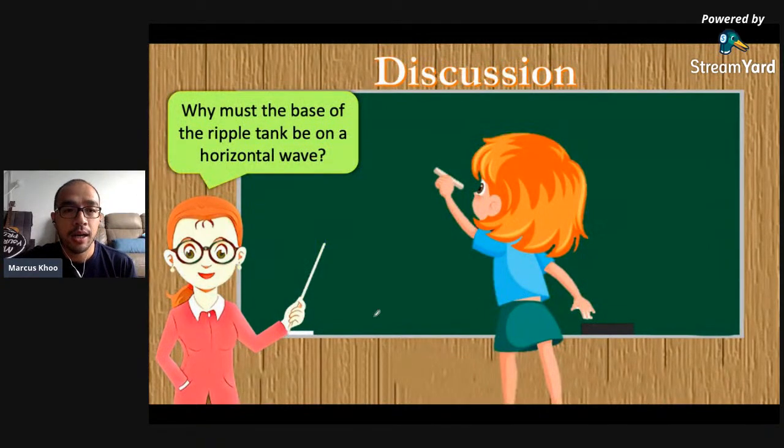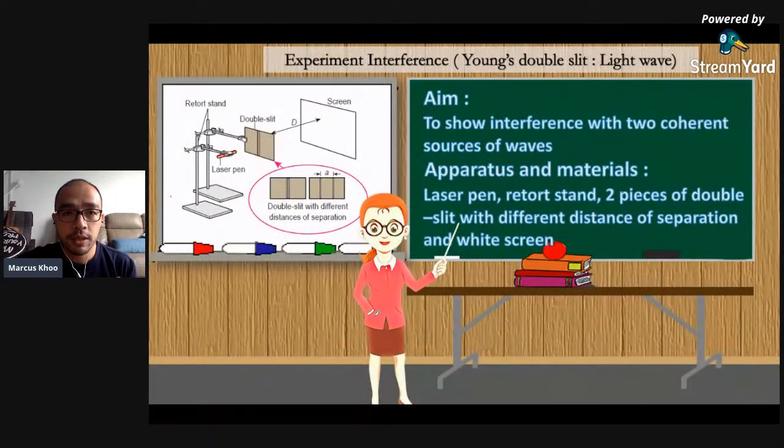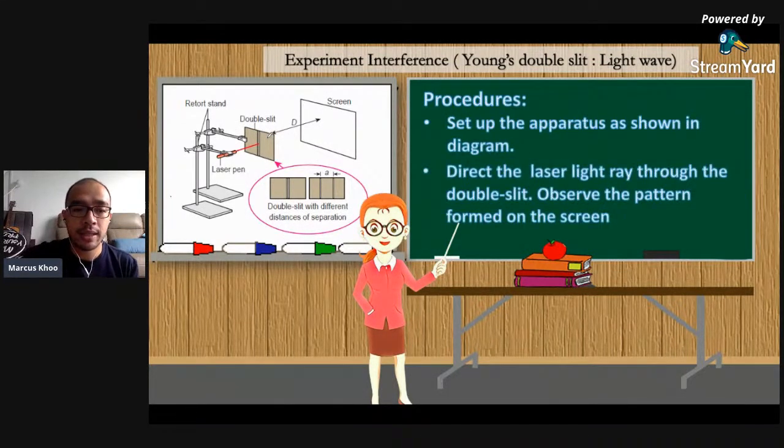Okay, I will talk about this much later. So this is the interference pattern. This is how we do it: you have this laser pen and you have a double slit. I think we have a double slit in our lab, so hopefully we can see this.